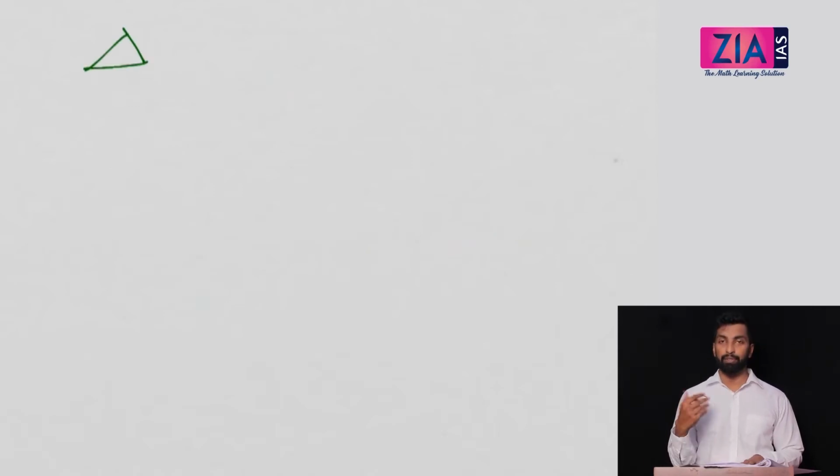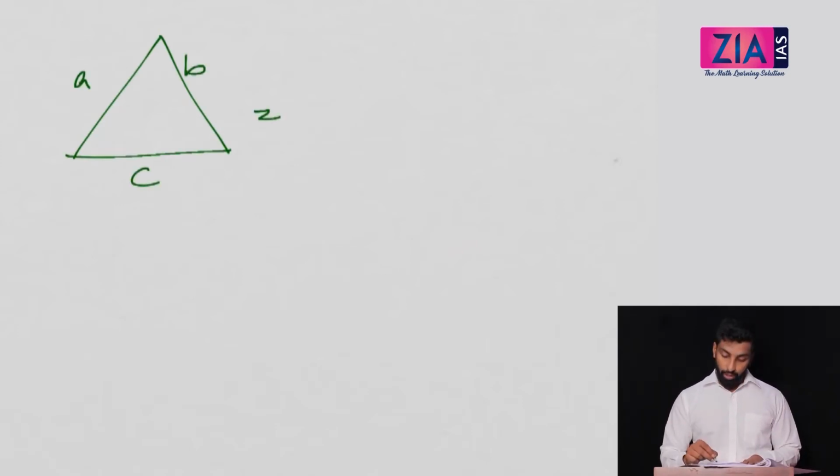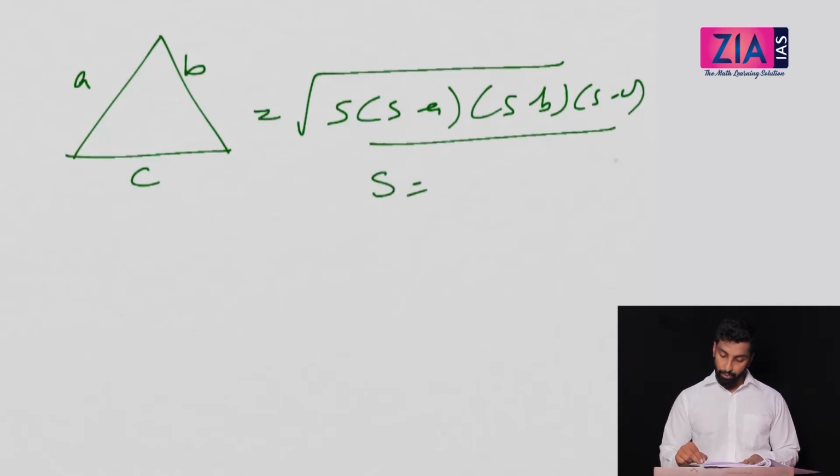We will discuss some of the important properties which you already know, or some important formulas. If you have a triangle ABC and the three sides are known, what is the area? You know that it is root of S into S minus A into S minus B into S minus C, right? Where S is the semi-perimeter, which is (A plus B plus C) by 2.